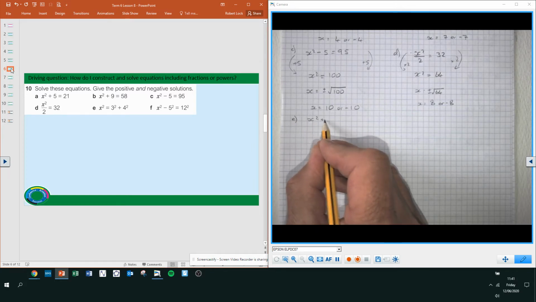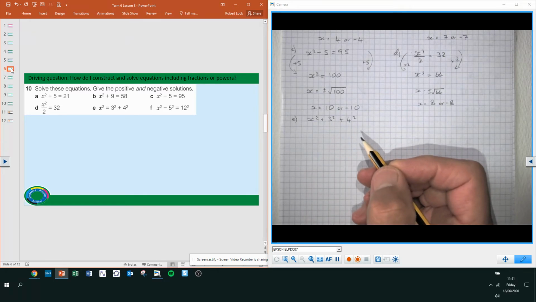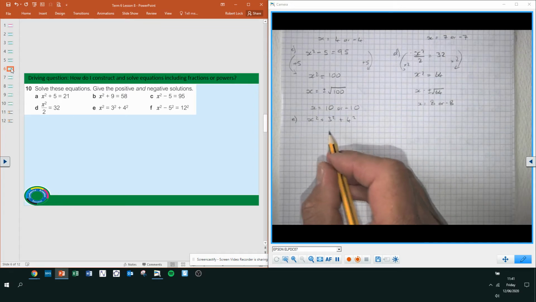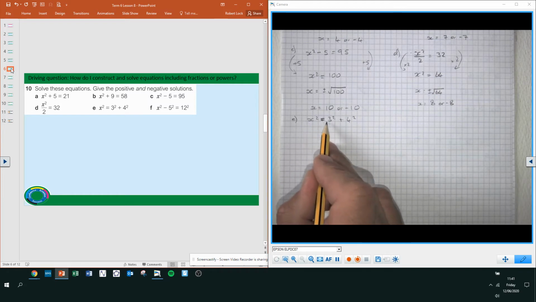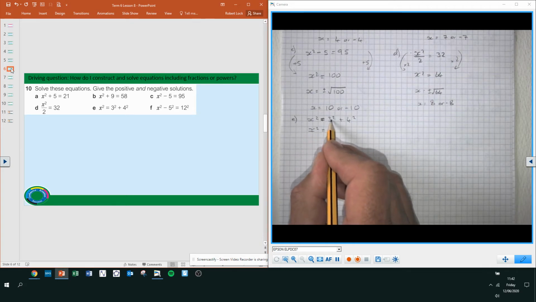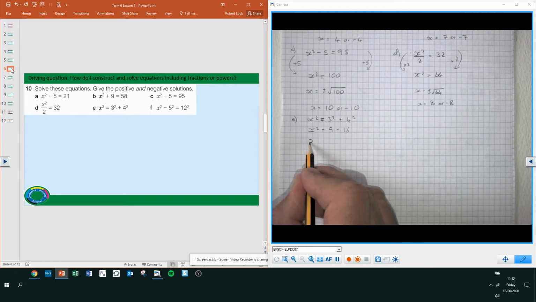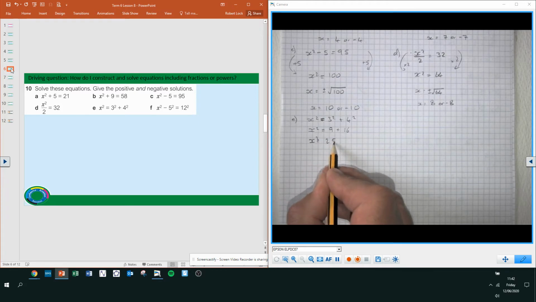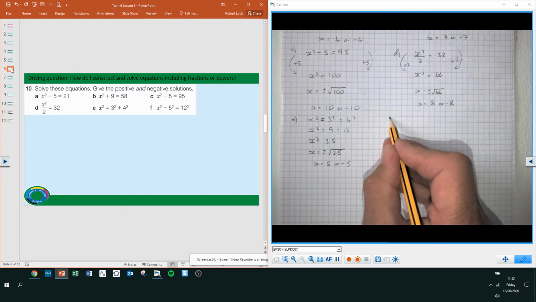x squared plus 3 squared plus 4 squared. Pythagoras coming here. x squared equals 3 squared plus 4 squared. 3 squared is 9, 4 squared is 16. Adding these two numbers together, x squared equals 25. So x equals plus or minus the square root of 25. So x equals 5 or minus 5. F.